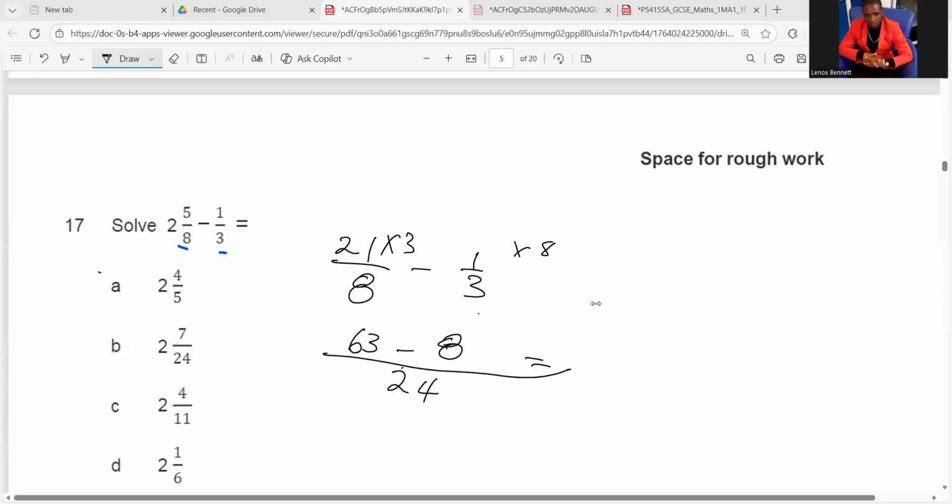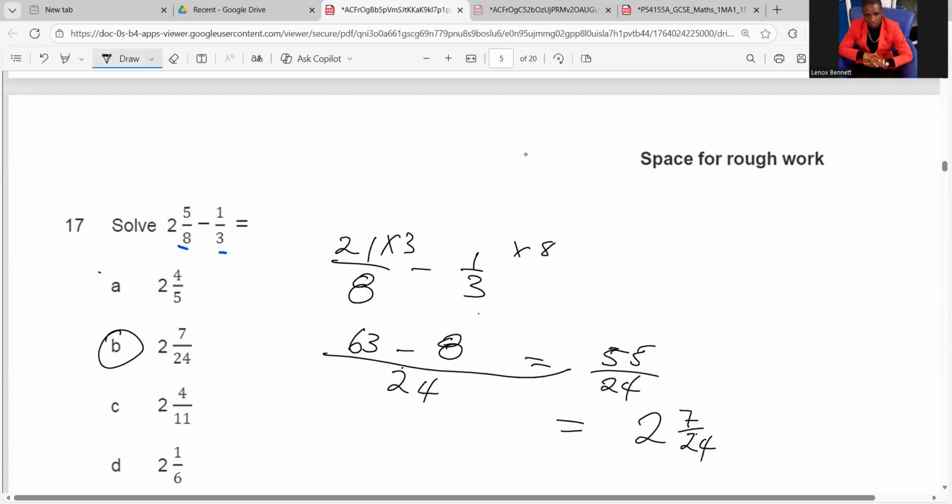So 63 take away 8, that would be 55, right? Over 24. How many groups of 24 can we get? That will be 2, which is 48. 48 and 2 and 5. So that's 7 remaining. So our answer would have been B.